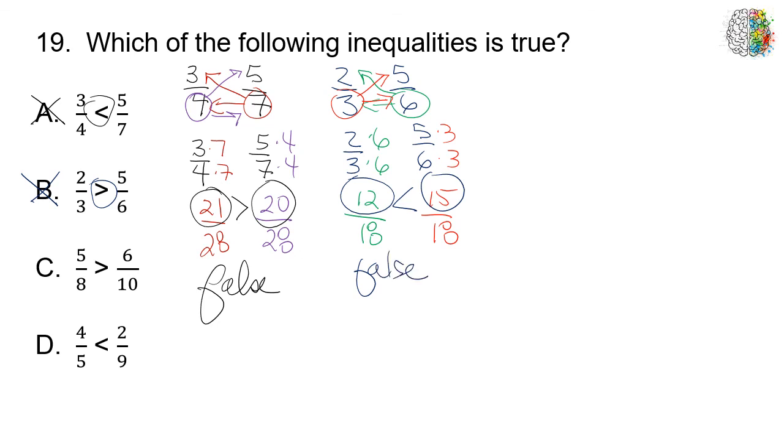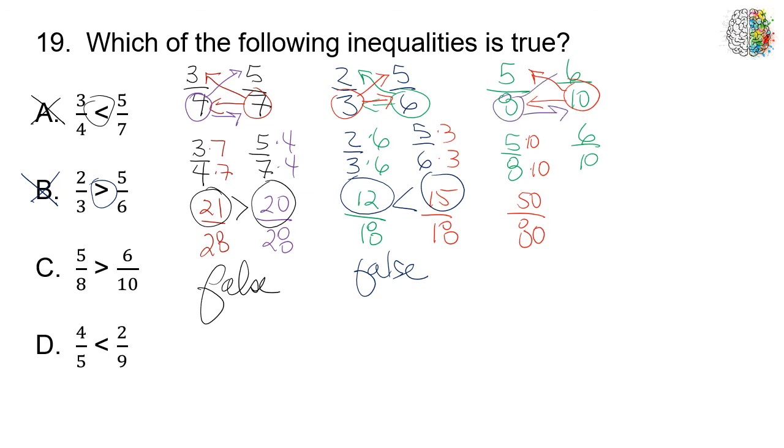So now I'm going to do the next one. The next one is 5 over 8 and 6 over 10. I'm going to write down my first fraction. I'm going to multiply it by the opposite denominator. And then I'm going to write down my second fraction, and I'm going to multiply it by the opposite denominator.